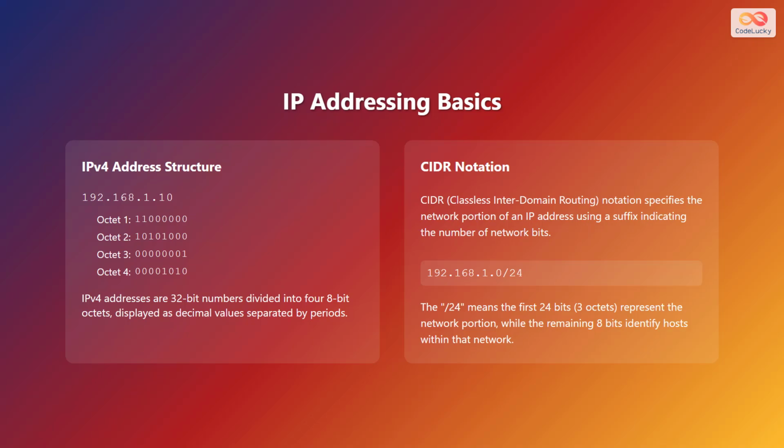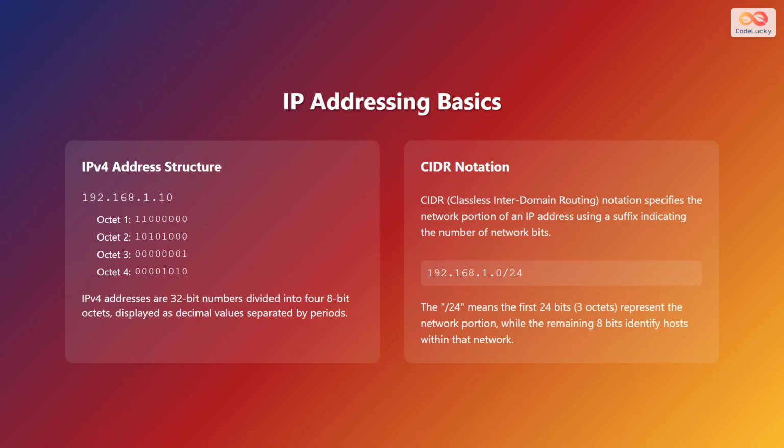We have octet 1: 11000000, octet 2: 10101000, octet 3: 00000001, octet 4: 00001010. CIDR notation is also important.